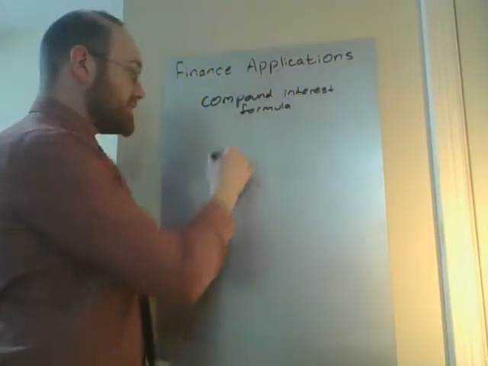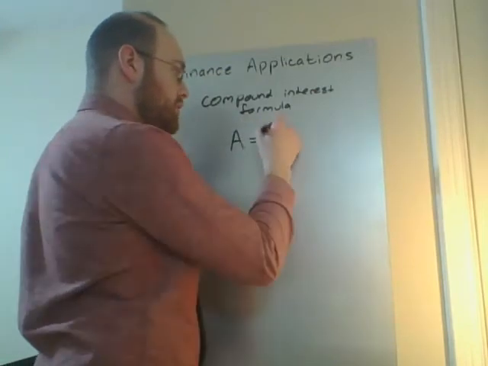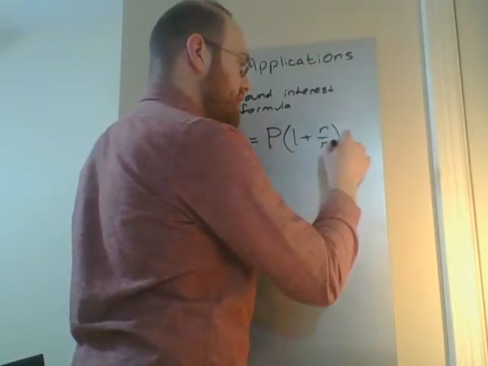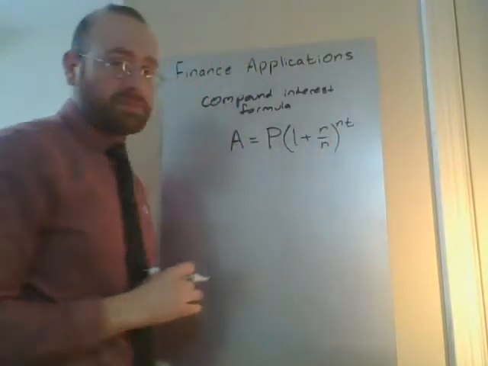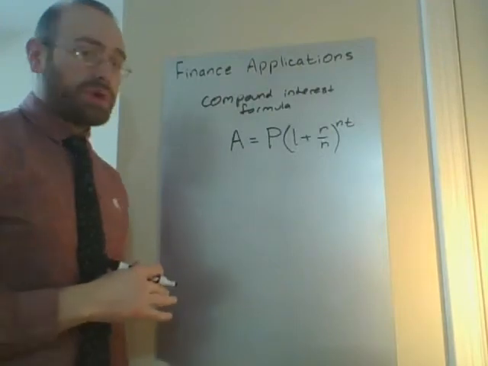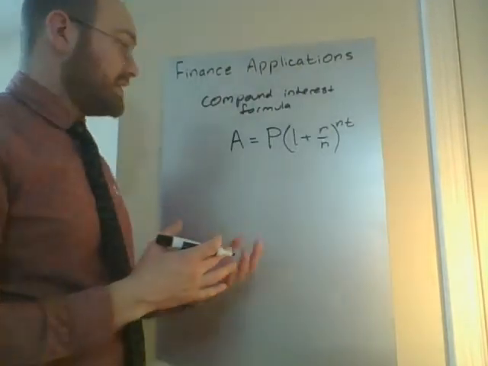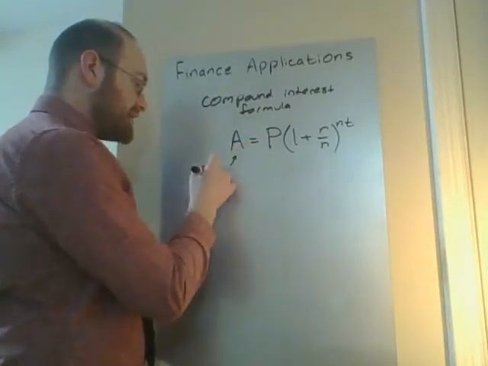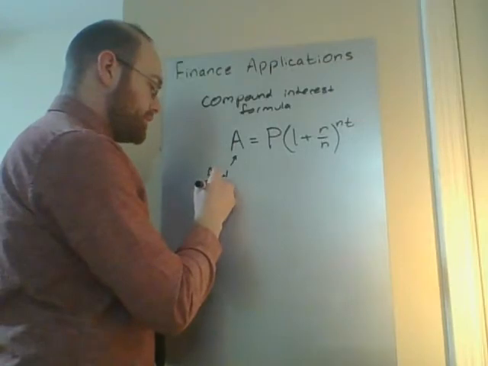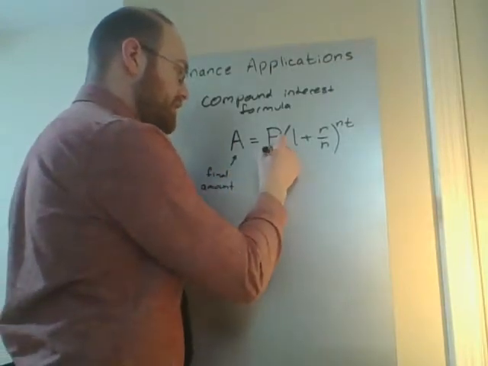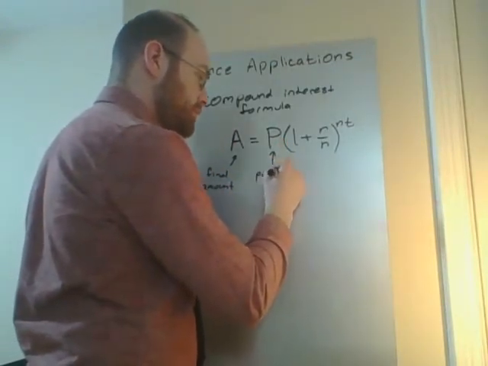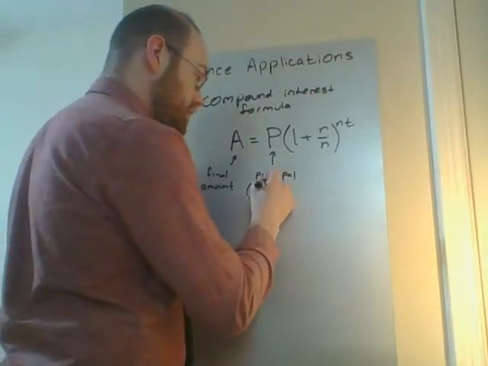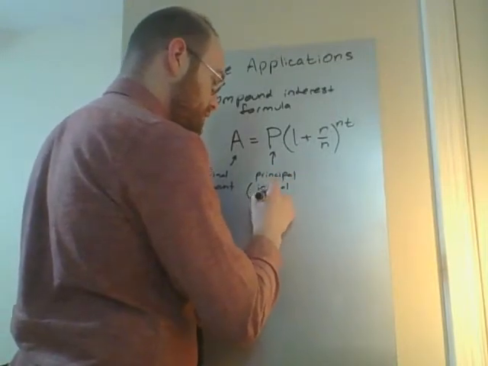And the formula says A equals P times (1 plus R divided by N), all to the power of N times T. Now it's important to understand what each of these letters represent. So this A is our final amount. P is the principal. This is a technical name for the initial amount. So initial amount.